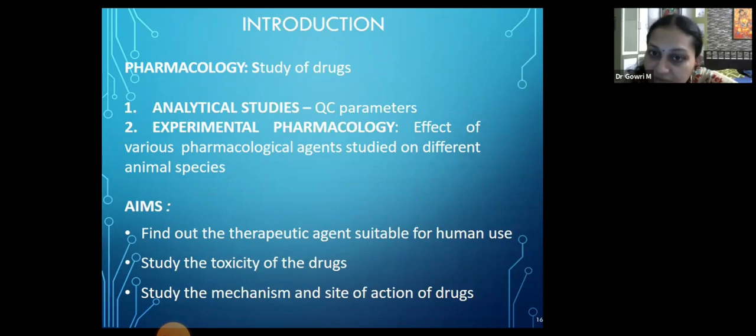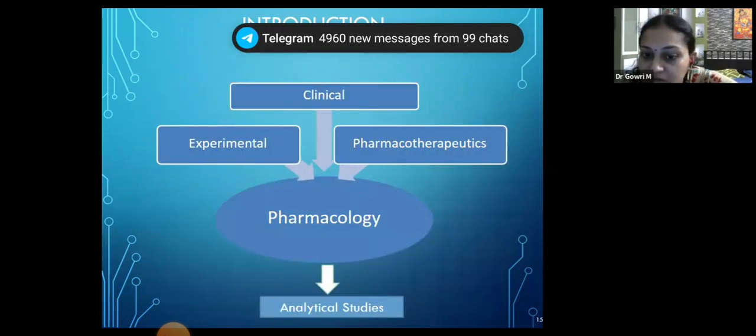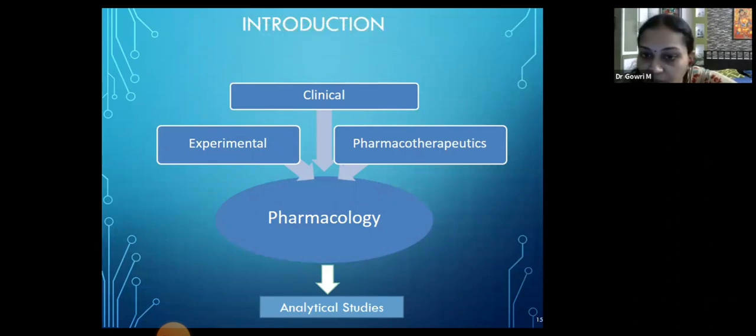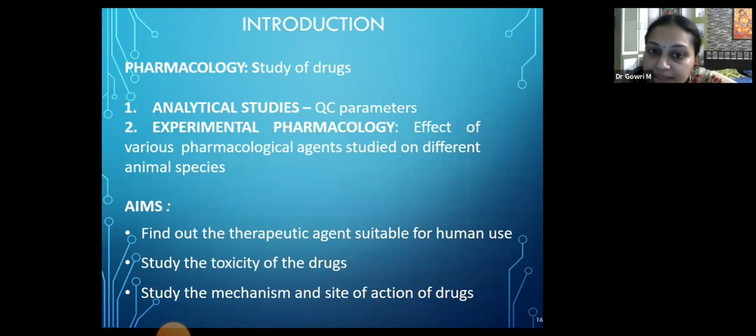Pharmacology is the study of drugs. The definition of pharmacology is the study of drugs. So basically, the study of drugs can be divided on the basis of analytical studies, as well as clinical, experimental, and pharmacotherapeutics. In analytical studies, the QC parameters of a particular drug will be analyzed. And in experimental pharmacology, the effect of various pharmacological agents would be studied on different animal species. Again the animals come in here, in experimental pharmacology. There we are just using it for understanding a basic idea. Basic idea, we use in vivo studies.